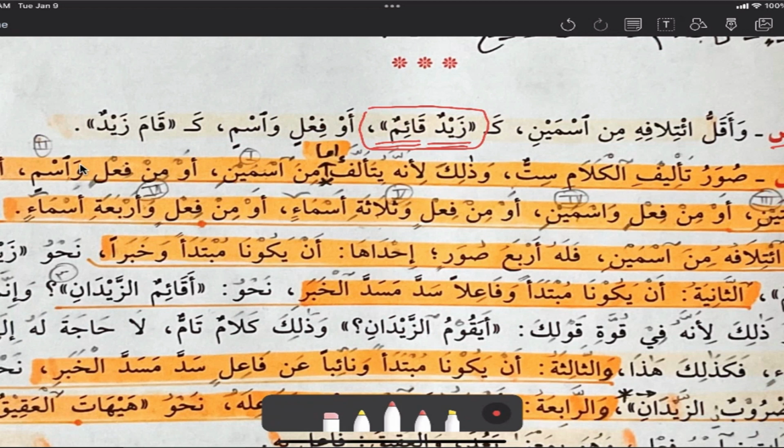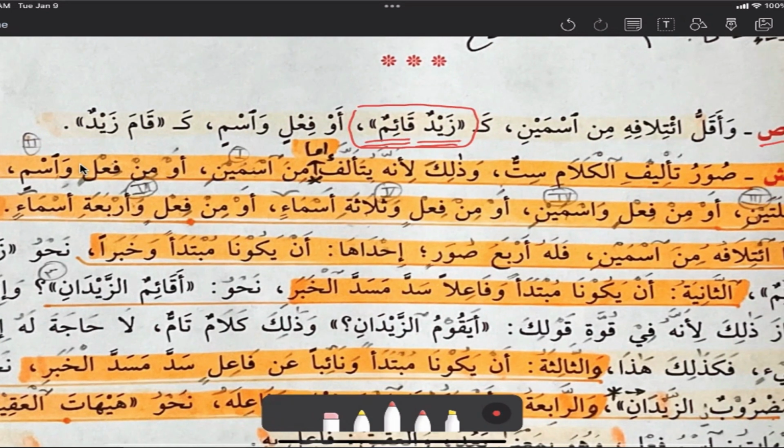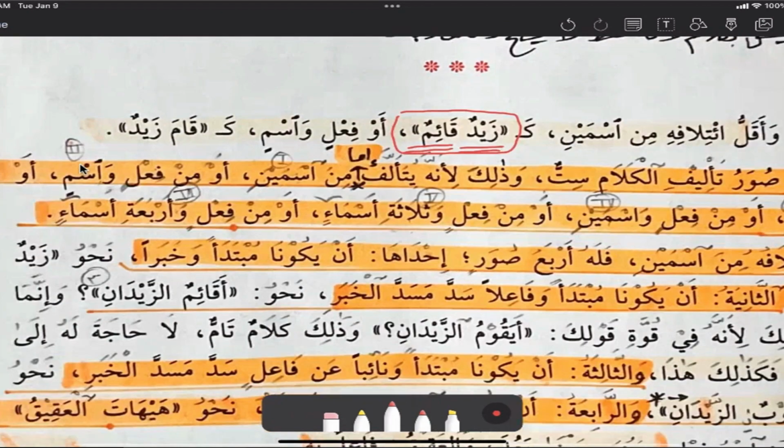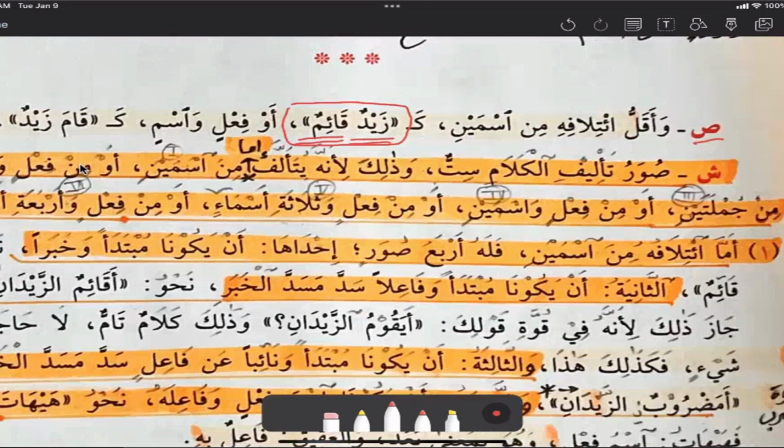Fi'lin wasm. Or it could be composed of a verb and a nominal. Qama Zayd, like Zayd stood. So that's a verb and a nominal. Ash-sharh, the explanation.